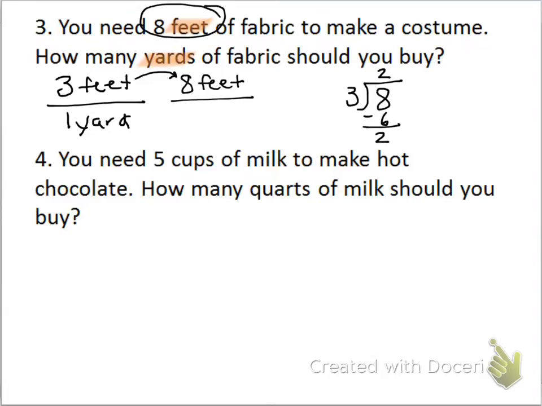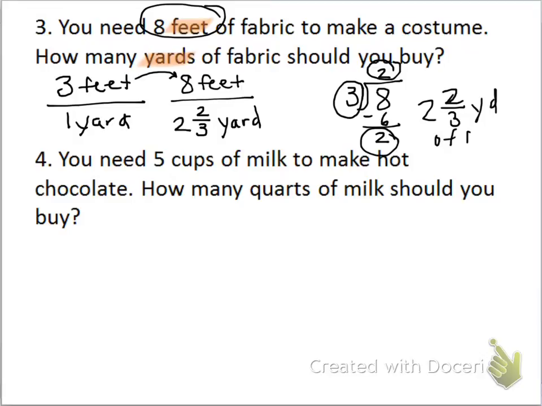8 minus 6 is 2. We're going to stop there, and we're going to write our answer as a fraction. This as a fraction gives me 2 wholes and 2/3 of a yard. Remember, the number on top becomes your whole number because that's the number of whole times 3 can go into 8. The number down here at the bottom, your remainder, becomes your numerator on the top, and your denominator will be whatever your divisor is. So that means that we would need 2 and 2/3 of a yard of fabric. Okay, let's look at the next one.